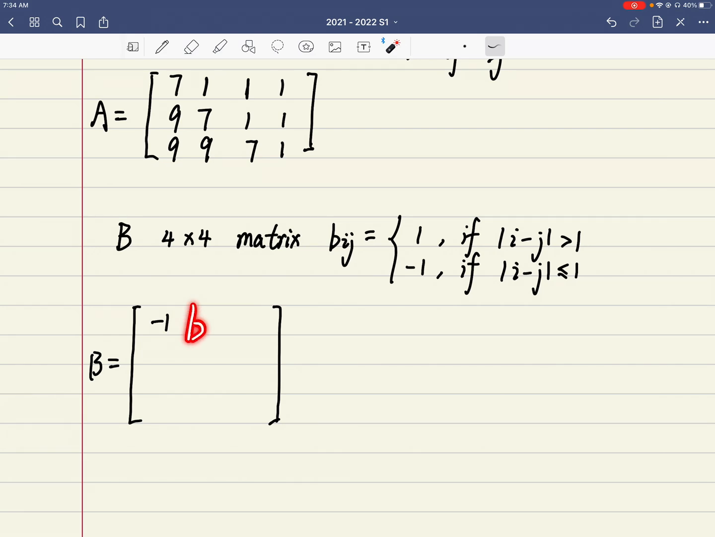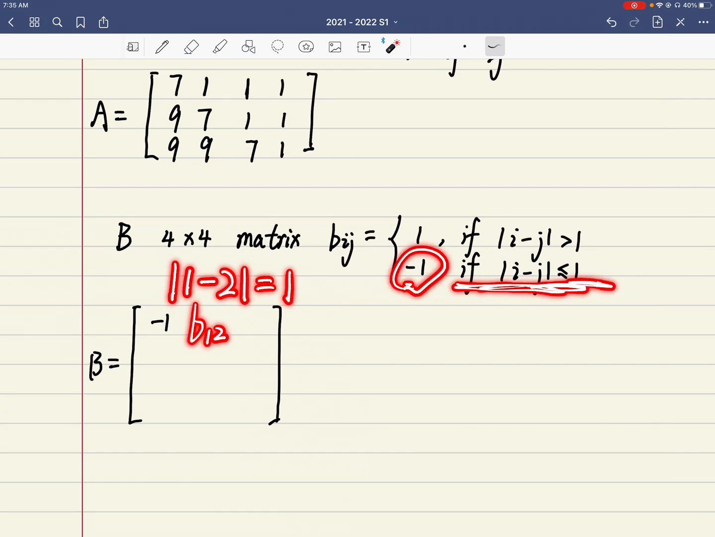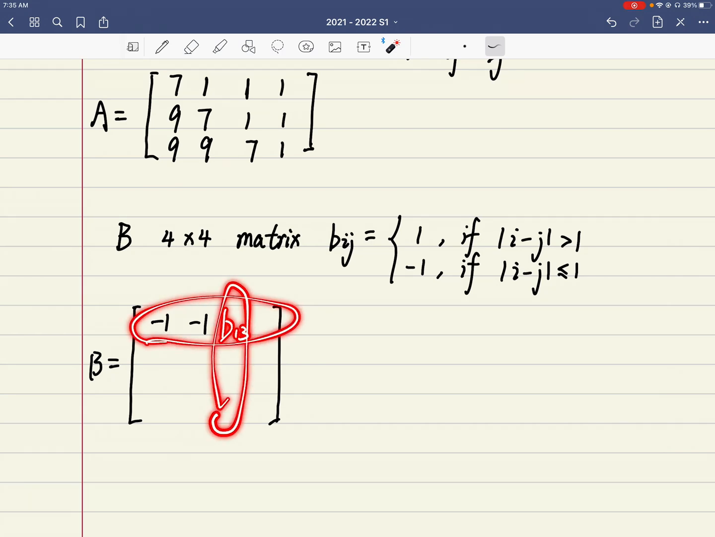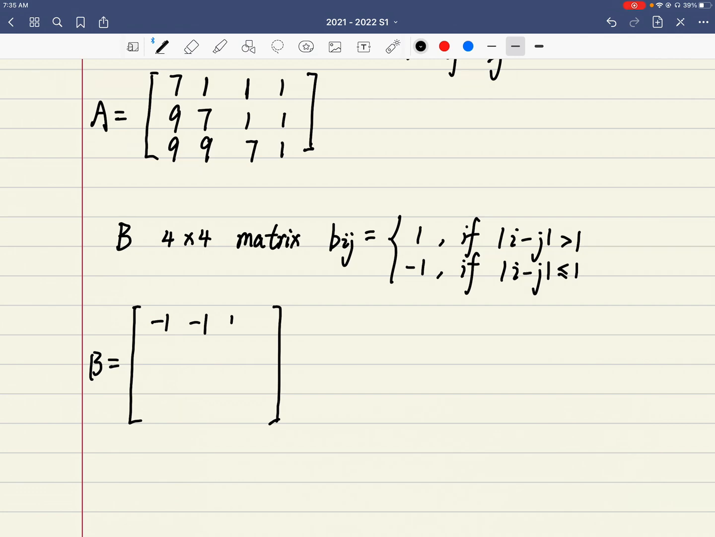For example, this second entry is B12, right? Because it's the first row, second column. So B12, right? The absolute value of i minus j is 1. Okay, it's still smaller or equal to 1. So this entry should be negative 1. Okay, you just have to do this for all 16 entries. For example, this one is B13. It's the first row, third column. Okay, and here i is 1 minus j is 3. The absolute value is positive 2, which is greater than 1. Okay, so this B13 entry should be 1. Okay, B14 is also 1. So just do the mental arithmetic for all 16 different entries. Okay, you can get the answer.